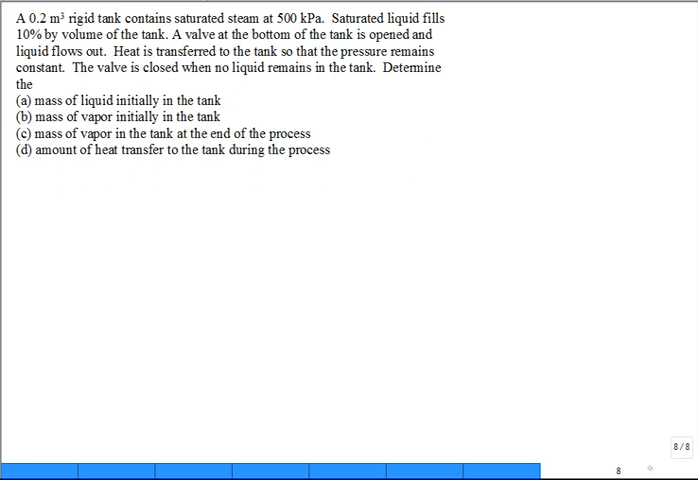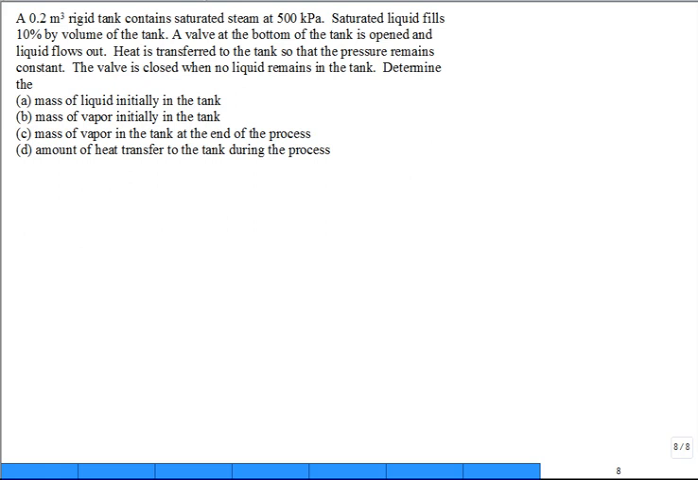So we have a 0.2 meter cube rigid tank containing saturated steam at 500 kPa. Saturated liquid fills 10% by volume of the tank. A valve at the bottom of the tank is open and liquid flows out. Heat is transferred to the tank so that the pressure remains constant. The valve is closed when no liquid remains in the tank. So right before it closed, there's still liquid, it's still in the bottom, and it's still flowing out. But as soon as that little bit of liquid flows out, you shut the valve. End of process. Determine the mass of liquid initially in the tank, etc.